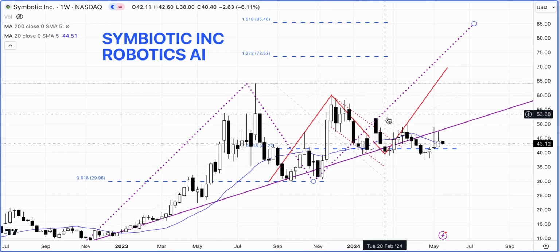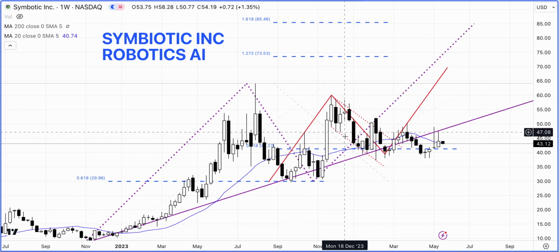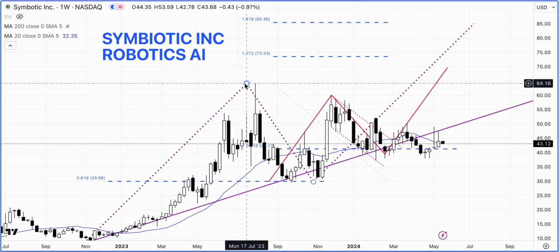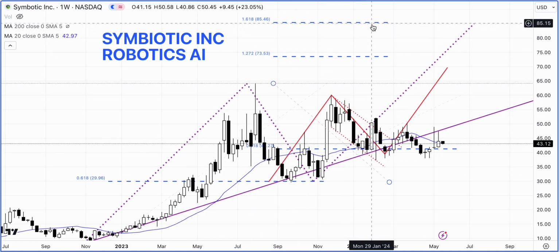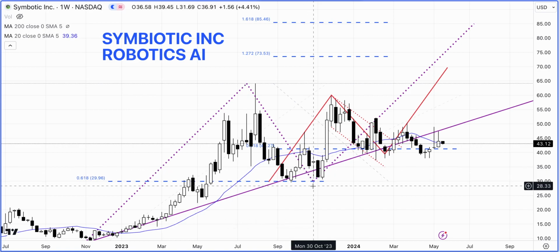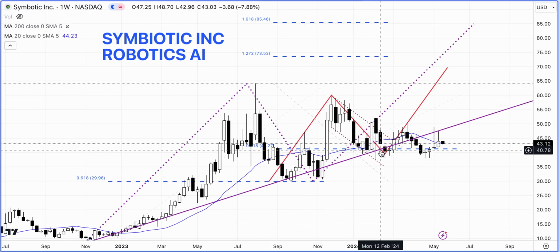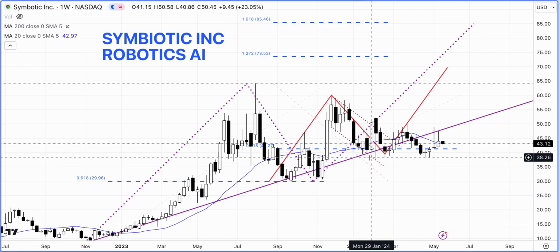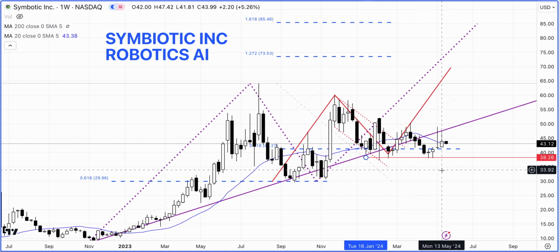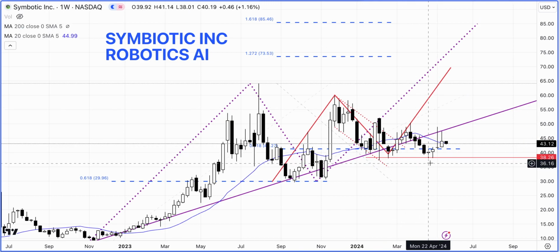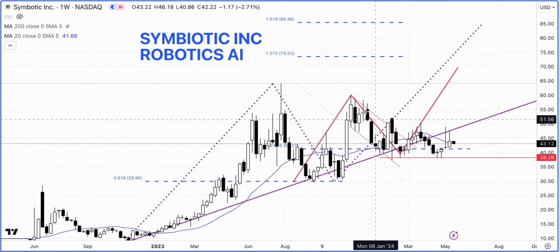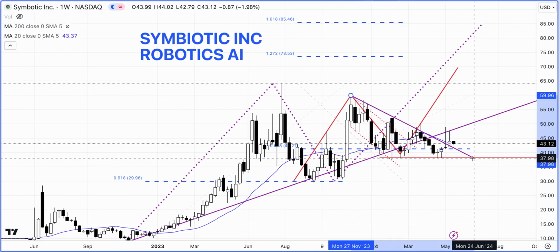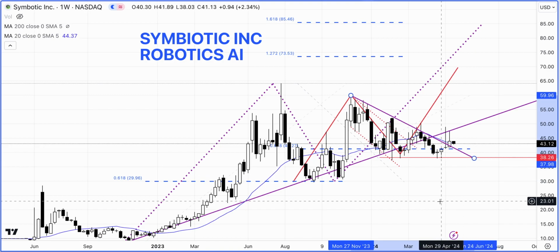Here what we see is a consolidation going on for a long time. This one-to-one price projection ABCD, which could in fact see the stock go as high as 85, is still intact because this point C is not broken. And this smaller red ABCD is also still intact. Let me put it like this: this is where the price is holding, but it's gone into a fair amount of consolidation. It's just not able to break above it.